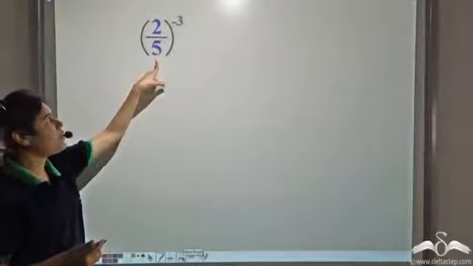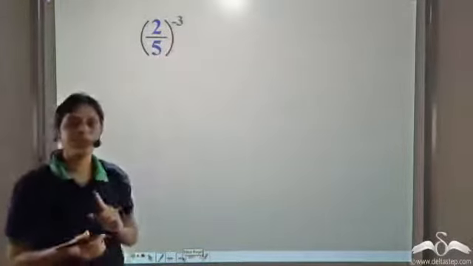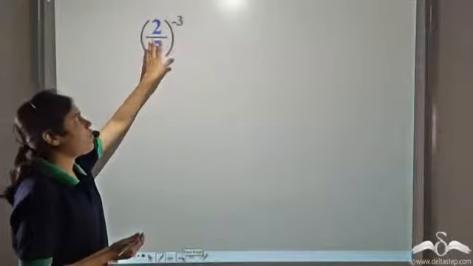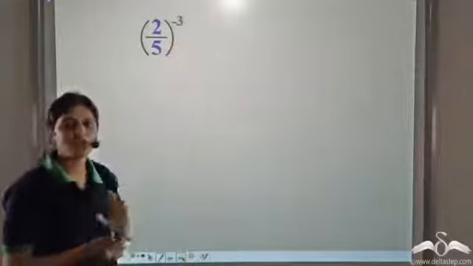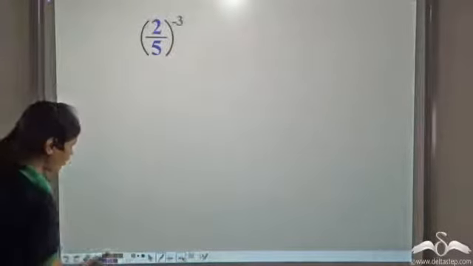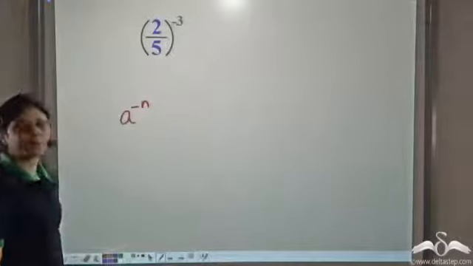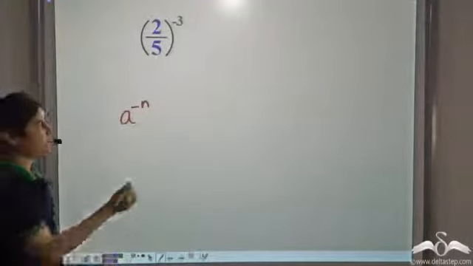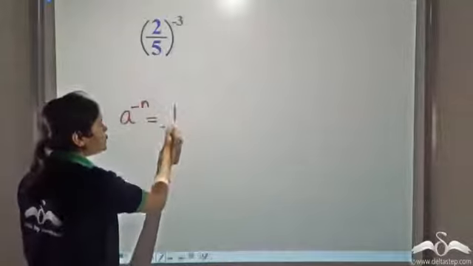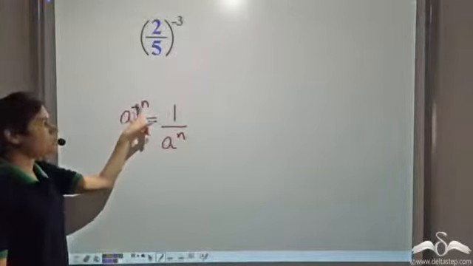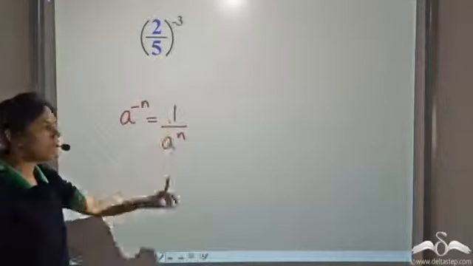Now this is 2 by 5 whole raised to the power negative 3. That is, we have a rational number or a fractional number raised to a negative power. Recall that if we have an exponential number in which we have a negative power, we can write it as 1 by a to the power n. That is, a to the power negative n can be written as 1 by a to the power n.